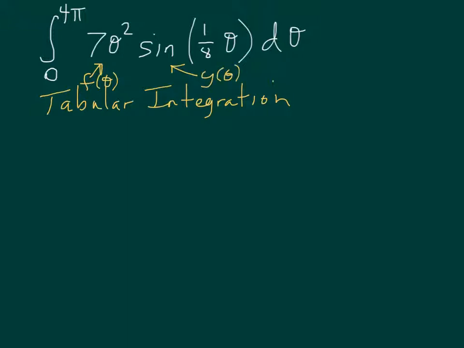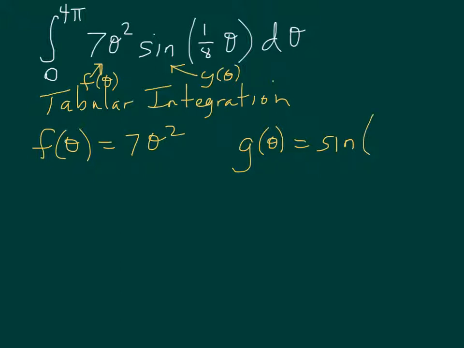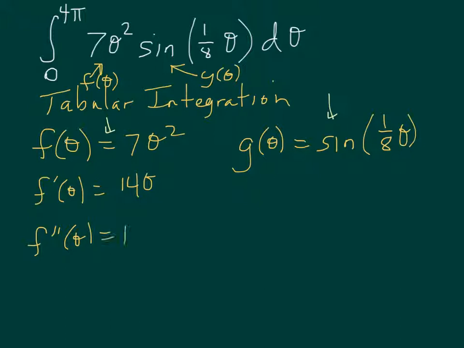And so what we're going to do is make two columns where, let's just rewrite that as 7 theta squared, and then g of theta, sine 1 over 8 theta. In this column, I'm going to take derivatives, and in this column, I'm going to integrate. And so if I find this first derivative, that's 14 theta. If I find the second derivative, that's 14, and then of course after that it would become 0.